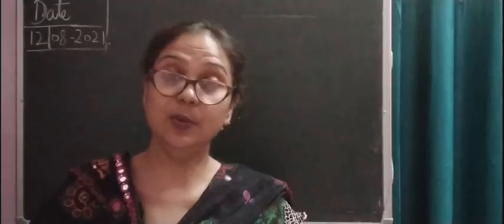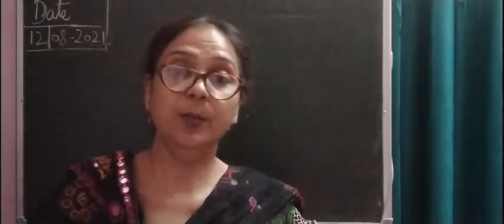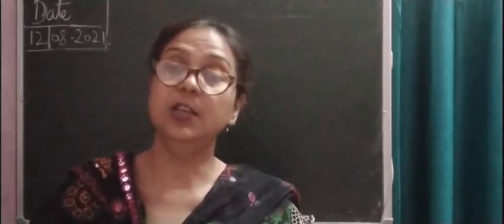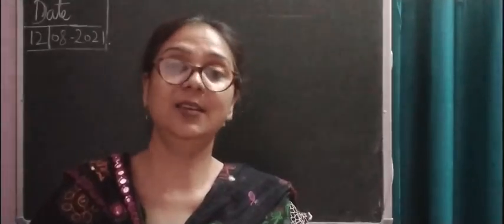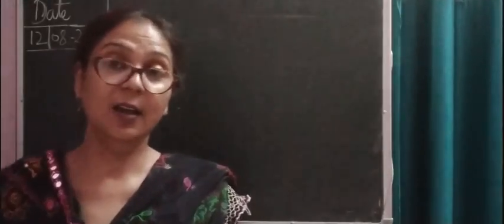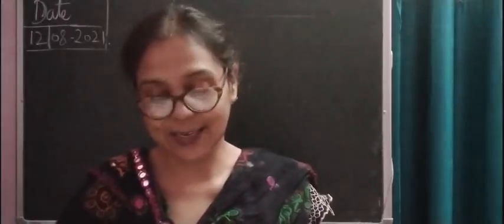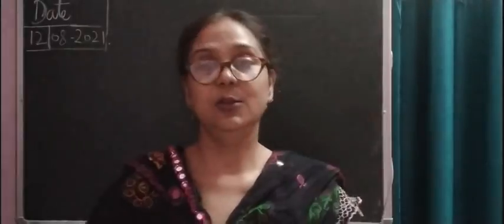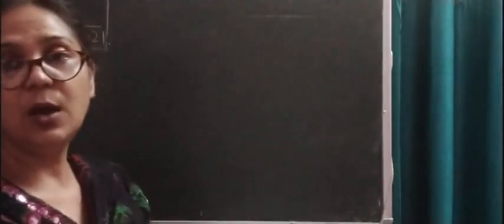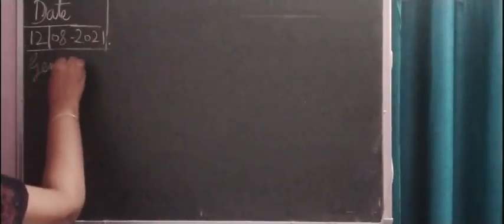Children, this is your general knowledge video class and we are going to study today chapter number 22 from Antarctica. This is a very interesting topic, and we are going to see whatever the things, whatever the vegetation is here. Today is 12th August 2021 and this is your general knowledge class.